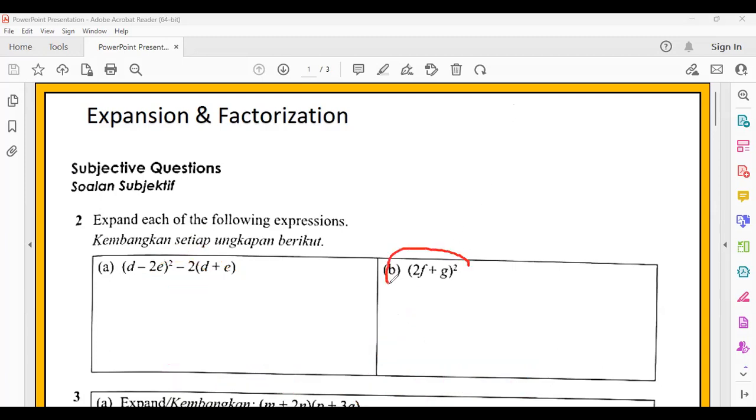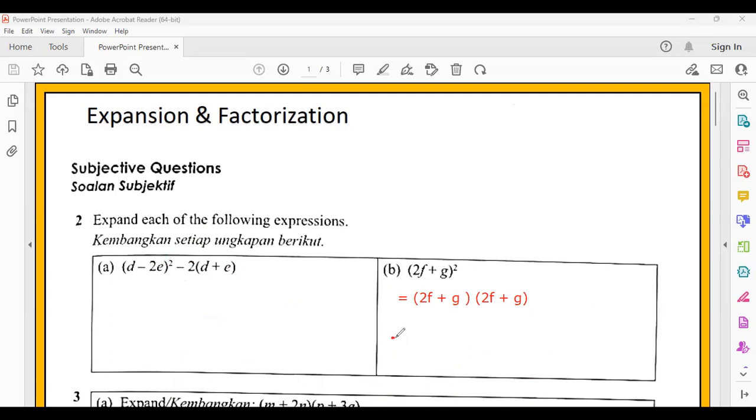This looks a bit easier. It looks a bit easier because it doesn't have that extra at the back to deal with. So obviously this is easy. So all you need to do is, okay, start with an equals there. So you open up your bracket, (2f plus g). And then what you mean by square is you open up again another bracket, (2f plus g). Got it? Now you expand this.